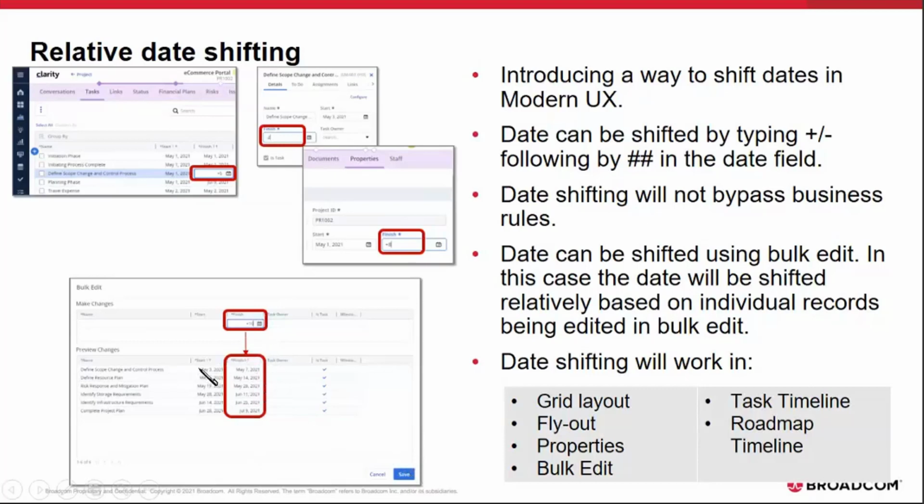So in this example, if the original date for each one of these tasks was in May sometime, and I shifted by 10 days, then each record will have 10 days added to its date. So each one will move 10 days based on their original dates.